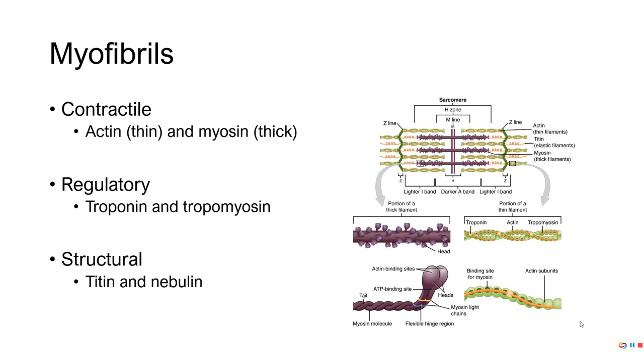Now, when it comes to an actual sarcomere or a muscle cell, there are 6 main proteins that make this up. And so we've got actin, which are the thin contractile filaments. And we've got myosin, which are the thick contractile filaments. Actin is kind of hard to see here, but it's this green stuff. And here, the myosin is this purple stuff.